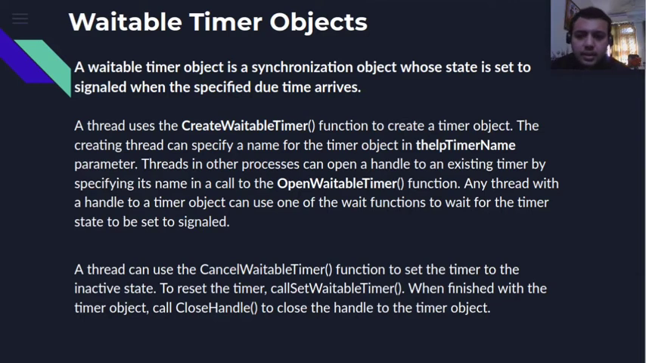Now let's discuss waitable timer objects. A waitable timer object is a synchronization object whose state is set to signaled when the specified due time arrives. A thread can use the CancelWaitableTimer function to set the timer to the inactive state. To reset the timer, the SetWaitableTimer function is used. When finished with the timer object, call CloseHandle to close the handle to the timer object.